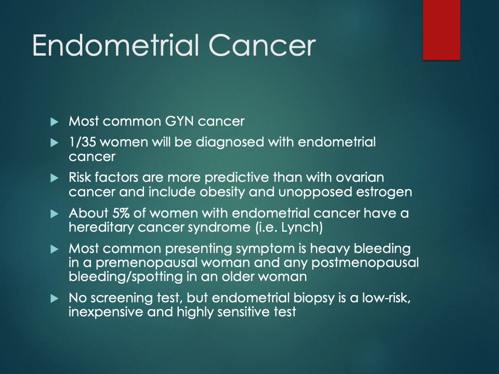About 5% of women with endometrial cancer have a hereditary cancer syndrome, such as Lynch syndrome. For premenopausal women, the most common presenting symptom is heavy bleeding, and any postmenopausal bleeding or spotting in an older woman is concerning.